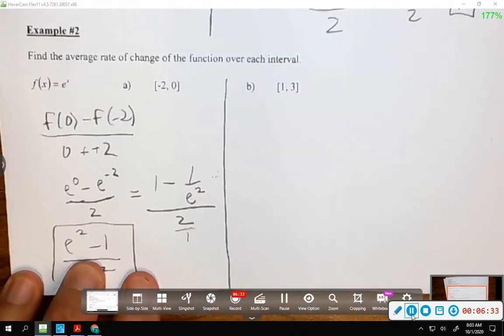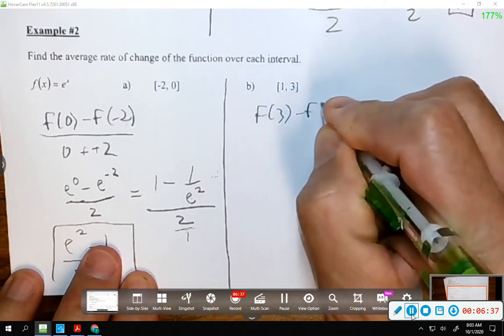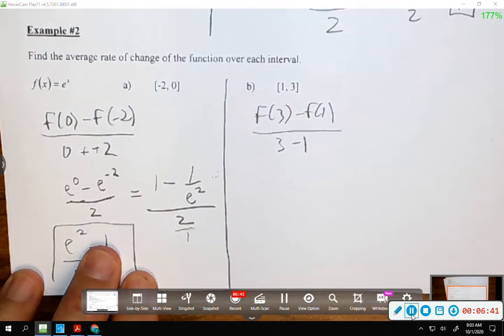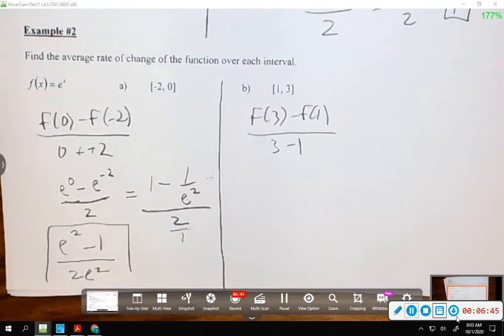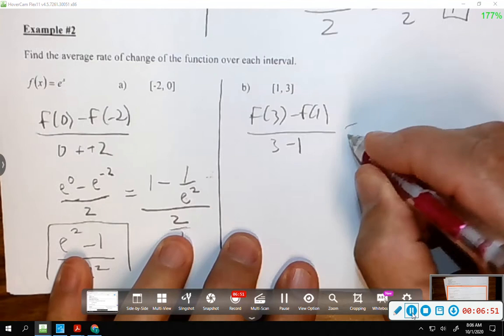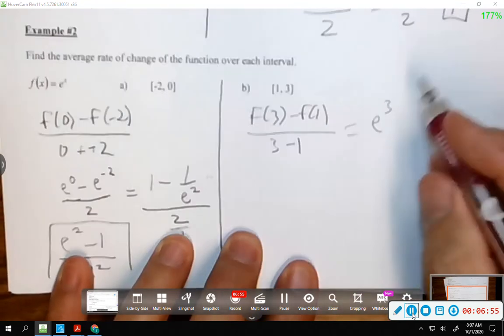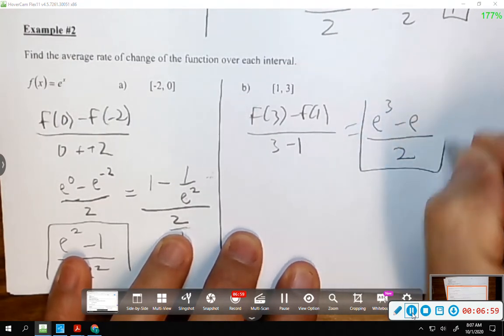f at 3 minus f at 1 all over 3 minus 1. So f at b minus f at a all over b minus a. So if we plug 3 into this function, we get out e cubed. If we plug 1 into this function, we get out e to the first power all over 2. That's it. We leave it like that.